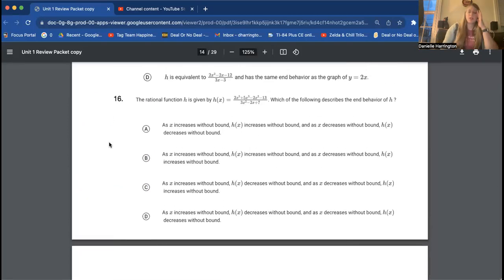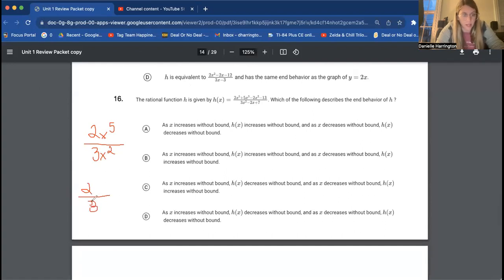All right. Rational function is given by this. Which of the following describes the end behavior? Remember, leading term divided by leading term. So that's going to be 2x to the 5th over 3x squared. So because my numerator has that larger degree, it's going to have the same end behavior as the quotient. And the quotient is going to be 2/3.